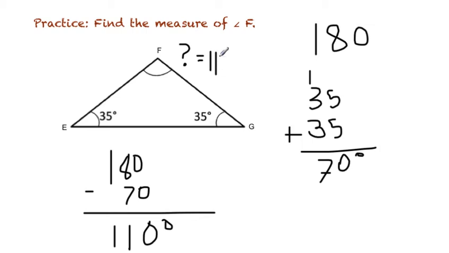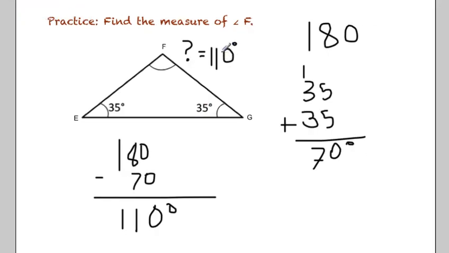So now the angle measure of angle F equals 110 degrees, and I can check my work because all of these again should add up to 180. So 35 plus 35 plus 110 gives me 180 degrees.